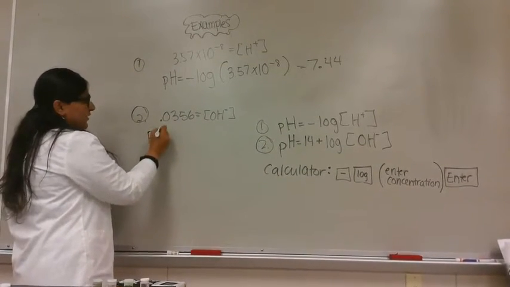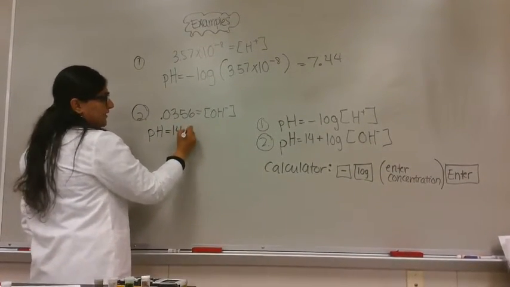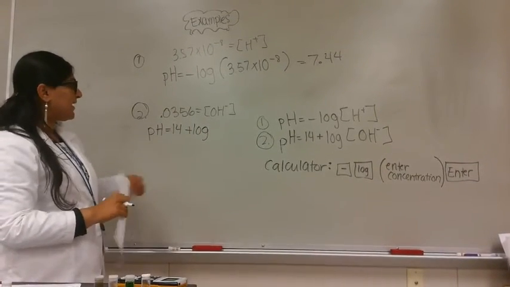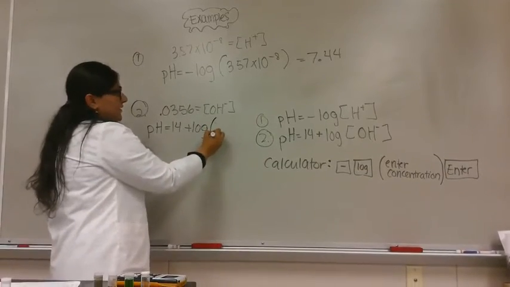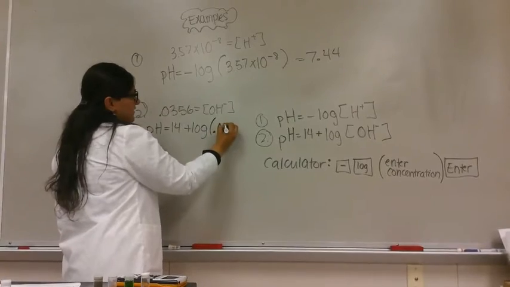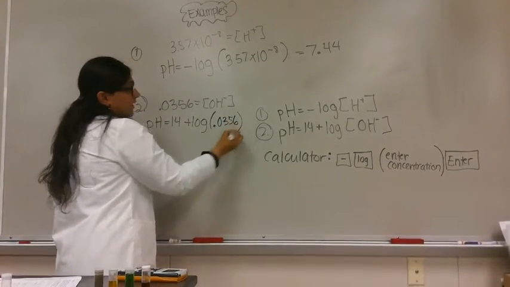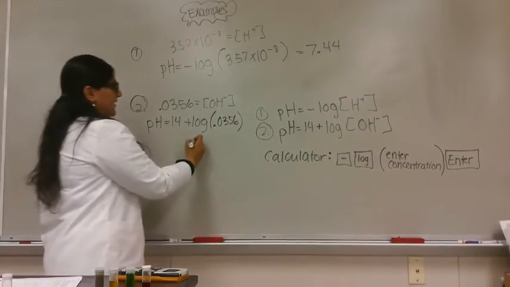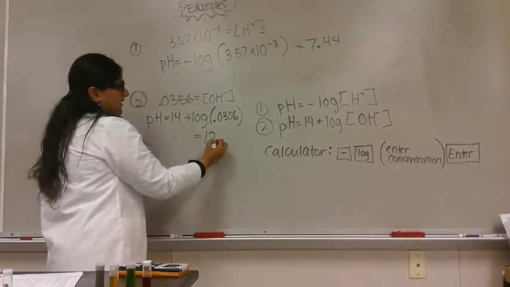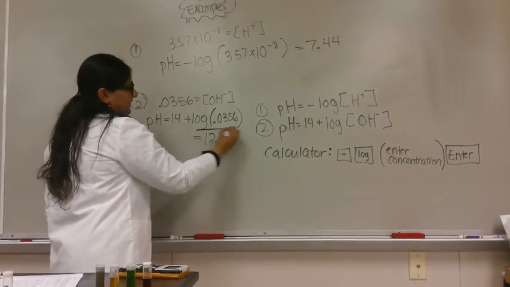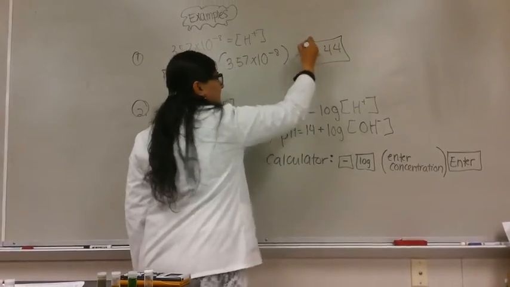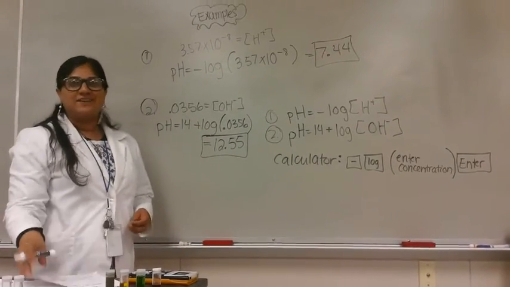So I'm just simply going to write the formula and plug and chug. At this phase, I just enter the log button on my calculator. When I enter the log button, one parenthesis magically appears. I substitute this value in for the concentration. I'm going to close my parenthesis again and hit the enter button. And when I hit the enter button, I get the pH to be 12.55. And that, young friends, is how you calculate pH.